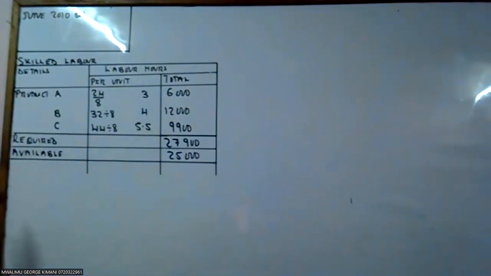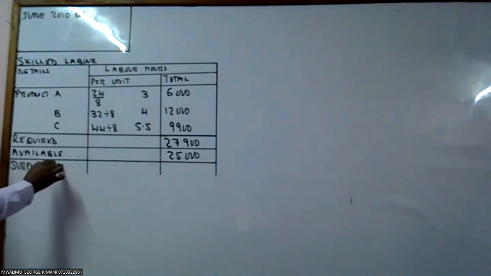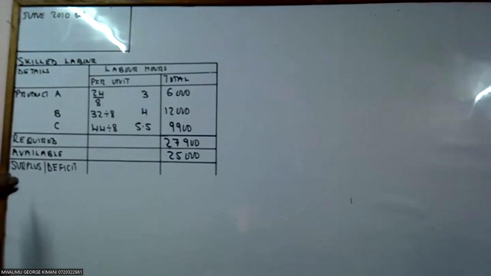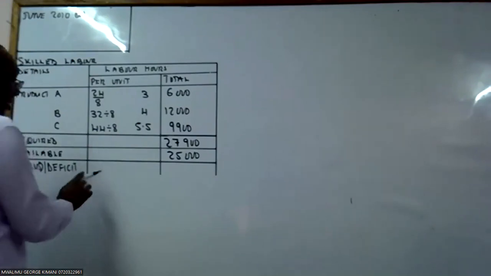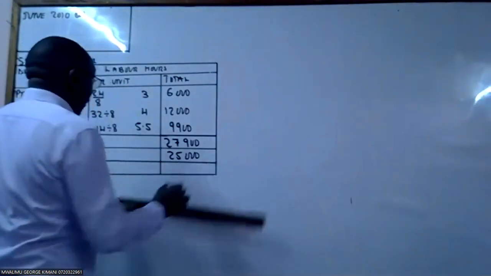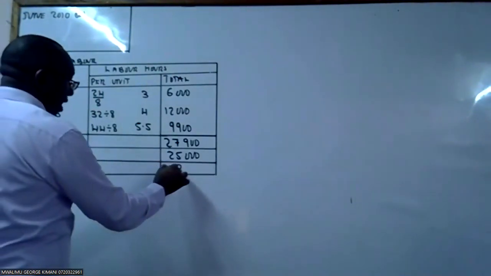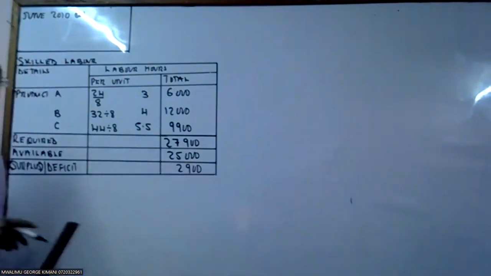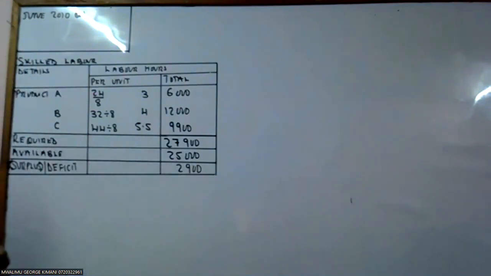Then from there, you compare. You tell us whether we have a surplus or a deficit, and you decide which one will be negative. Now, the deficit will be positive, surplus will be negative, according to the way we have arranged it here. So here we have a difference of 2,900. So that is a deficit. That confirms to you that for sure, the skilled labor hours is a scarce resource.